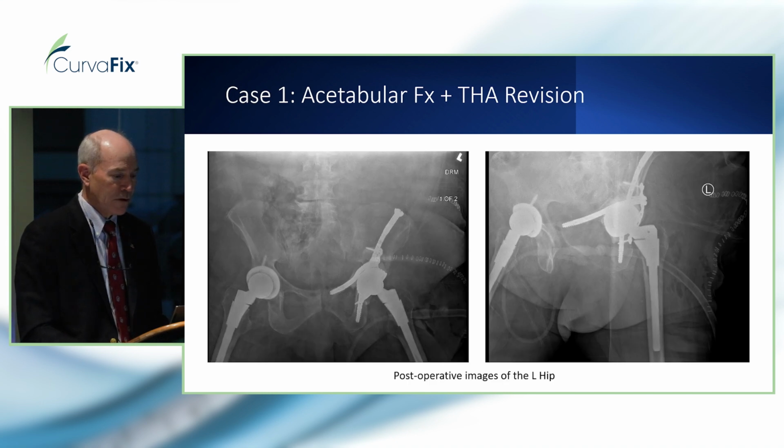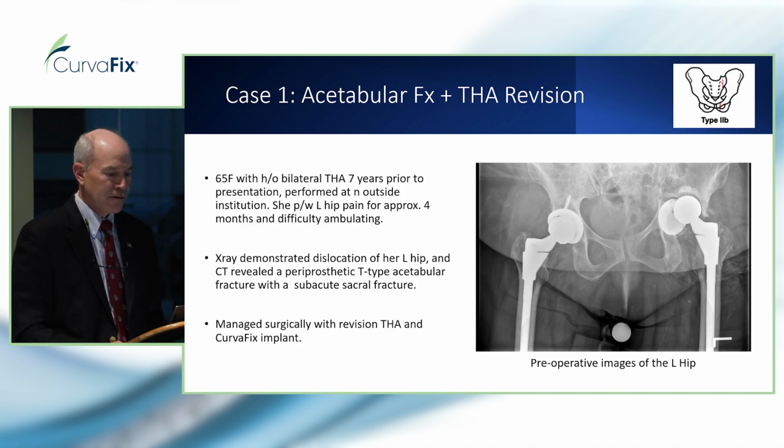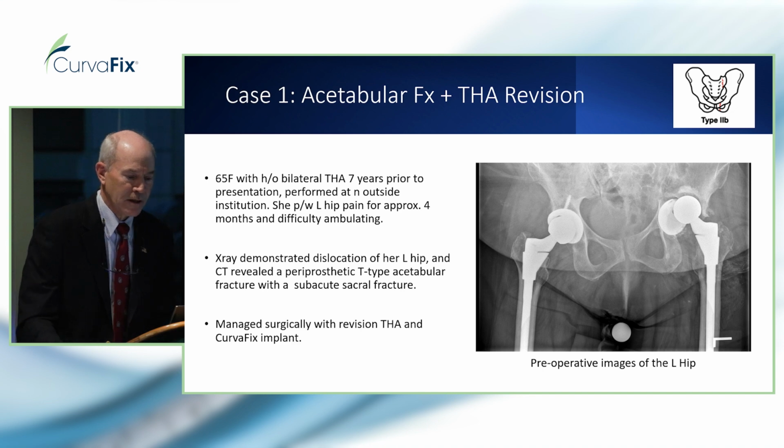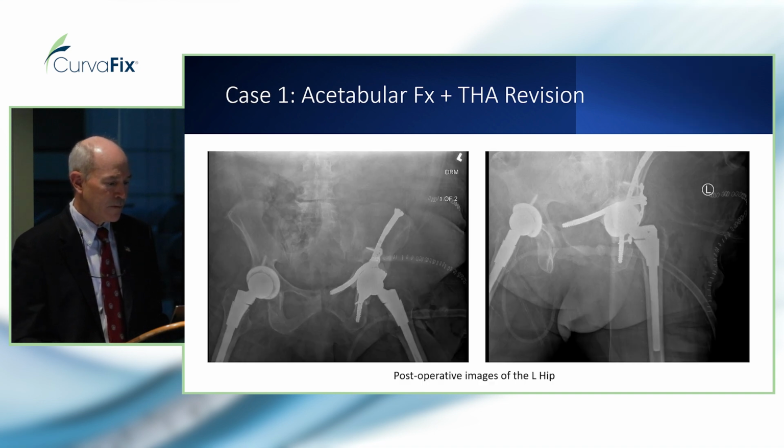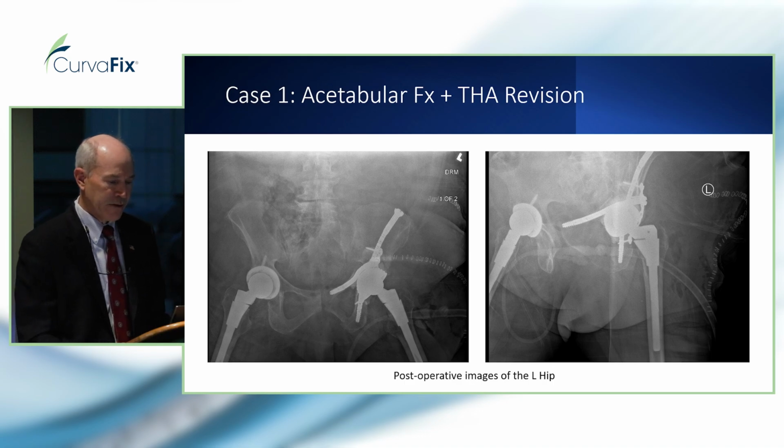When you look back at this initial x-ray, you see the displaced periprosthetic acetabular fracture, and basically the femoral head's articulating with the raw fracture surface there and the cup's loose. So we were able to get that reduced, get some column support, and put in a new stable cup. And she's done fine. She's actually done quite well.